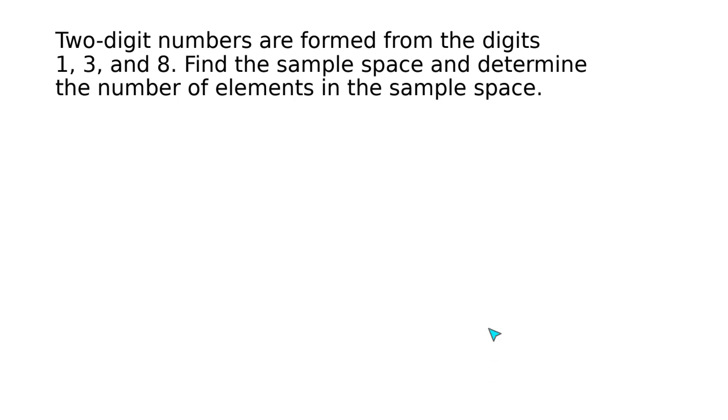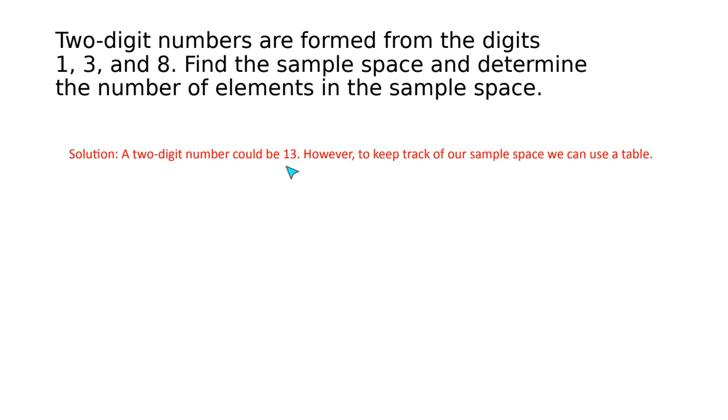So here's an example. 2-digit numbers are formed from the digits 1, 3, and 8. Find the sample space and determine the number of elements in the sample space. So you have these 3 digits and you want to form a 2-digit number. So for example, 13 would be a 2-digit number. So we can figure out how many we have.